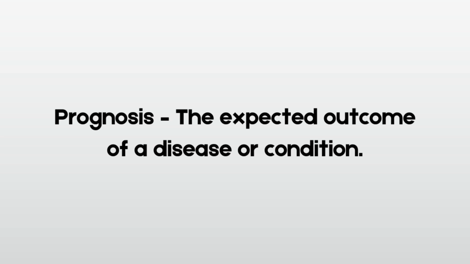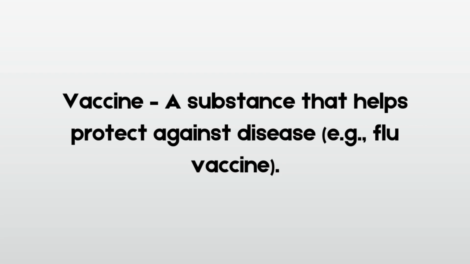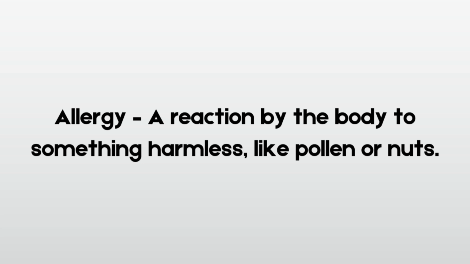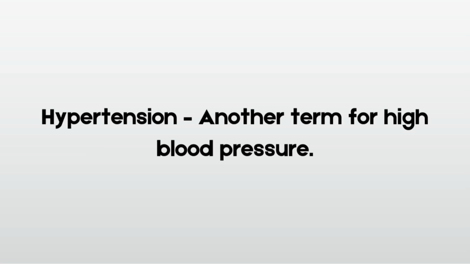Prognosis, the expected outcome of a disease or condition. Symptom, a sign that something is wrong in the body, e.g., fever, pain. Vaccine, a substance that helps protect against disease, e.g., flu vaccine. Allergy, a reaction by the body to something harmless, like pollen or nuts. Anesthesia, a drug used to stop pain during surgery or procedures. Hypertension, another term for high blood pressure.